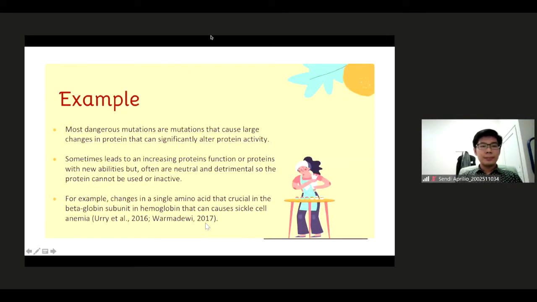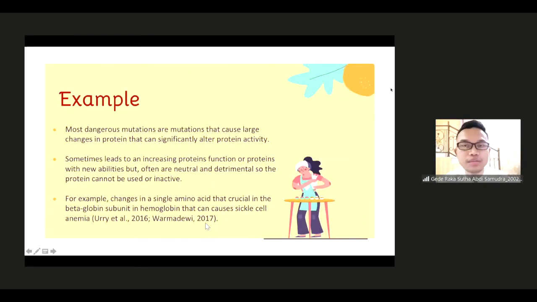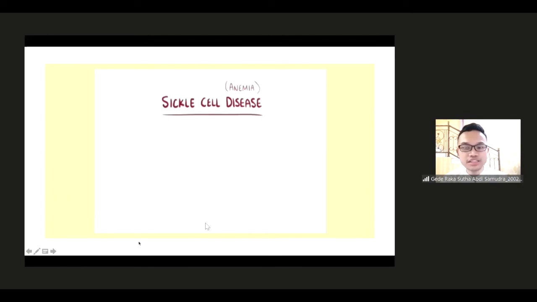Hello, my name is Gede Sutha Samudra, and I will explain the examples of mutations. The most dangerous mutations are mutations that cause large changes in protein. For example, a change in a single crucial amino acid in the beta globin subunit in hemoglobin can cause sickle cell anemia. Sickle cell anemia is a genetic disease where red blood cells can take the shape of a crescent or sickle, and that change allows them to be more easily destroyed, causing anemia among other things.